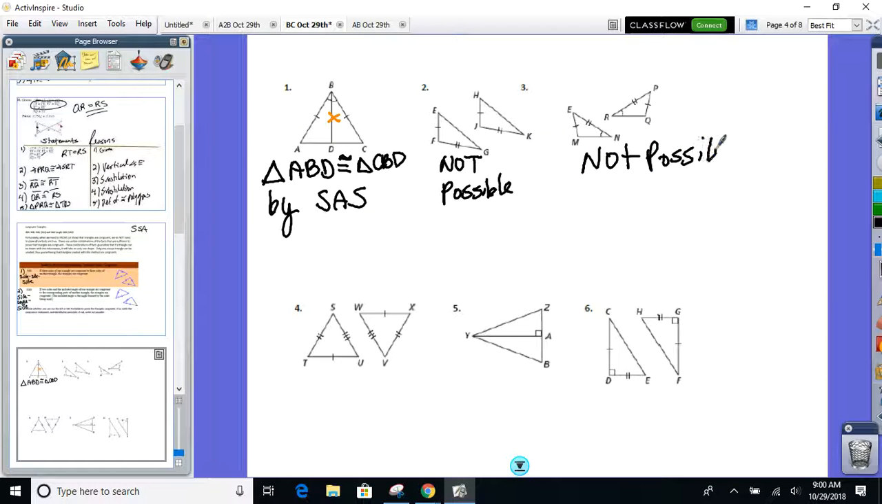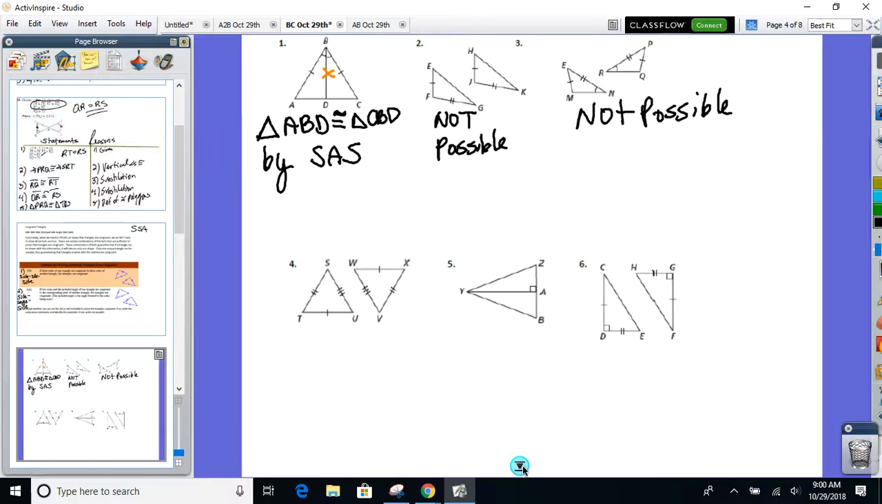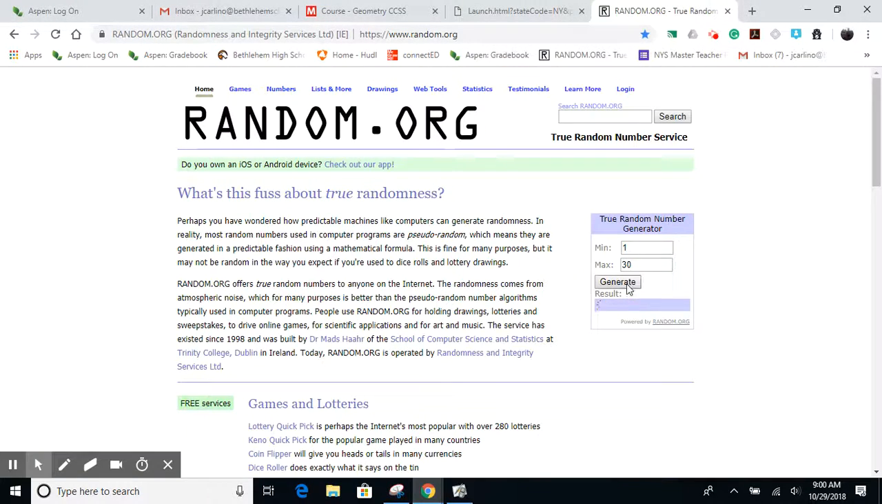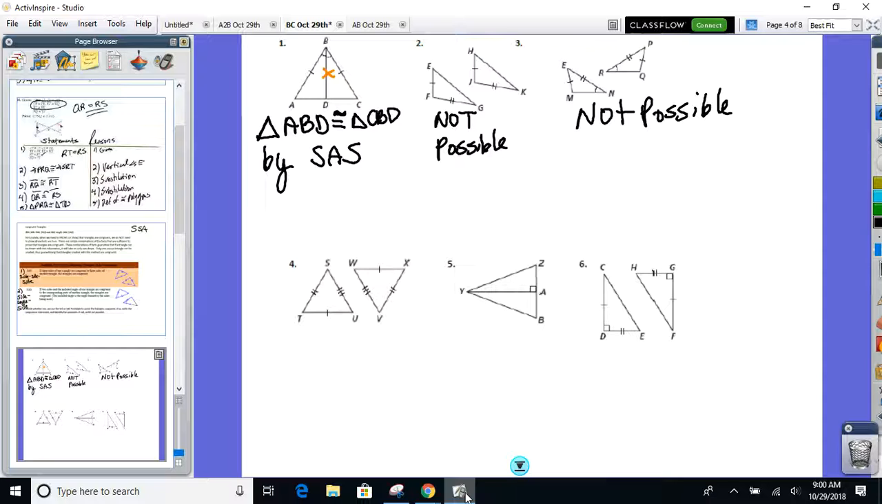Here, the only 2 things you are allowed to mark on your own are reflexive sides or angles, and vertical angles. That's it. All right, you can't manipulate anything else. All right, what about 4? Yes or no for 4? Yep, darn right.